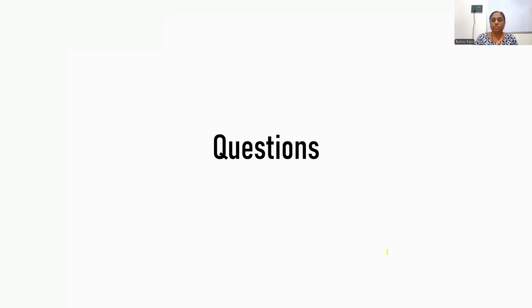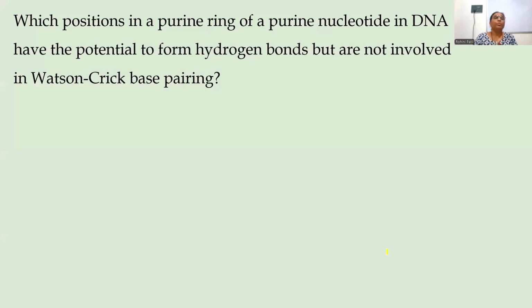Now going towards the questions. Which position in the purine ring of the purine nucleotide in the DNA has the potential to form hydrogen bonds but is not involved in Watson and Crick base pairing? The question requires a single word answer, and it is the N3 and N7 position.